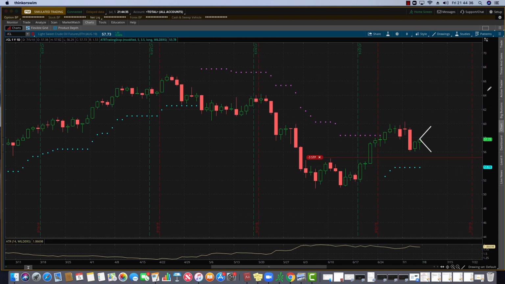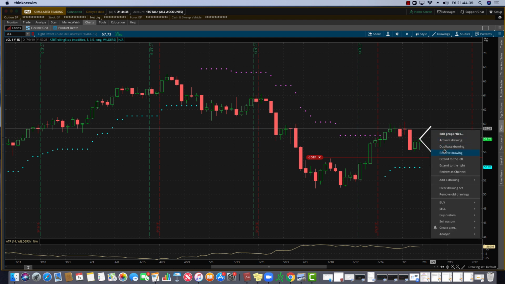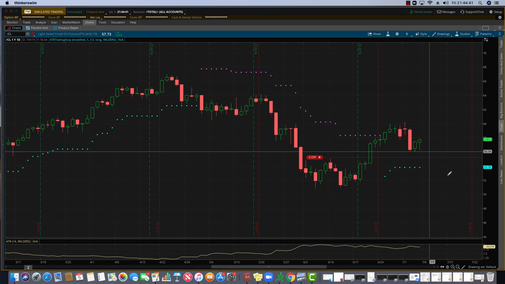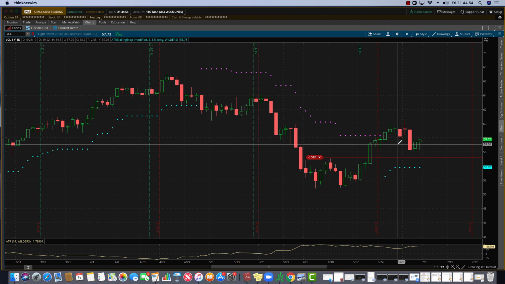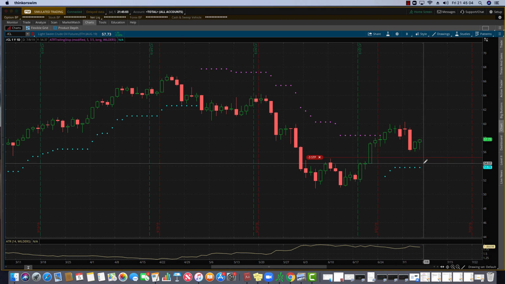And just a word on that one. The average true range trailing stop, basically what it does is calculate the average true range over the last 5 periods and multiply that number by about a factor of 3, 3.5. So if the average true range is 1.8, you're multiplying that number by 3, and that'll give you close to a $6 range.